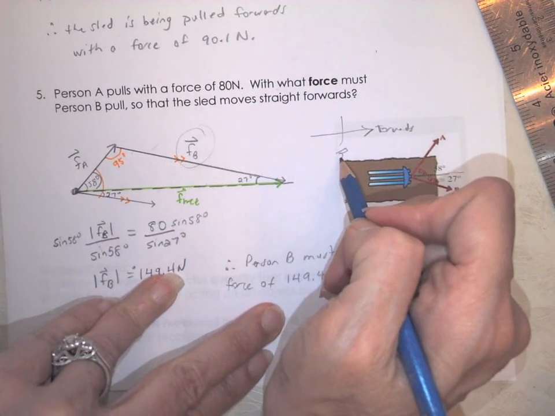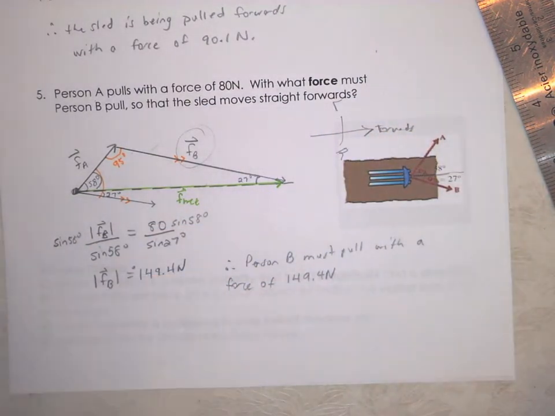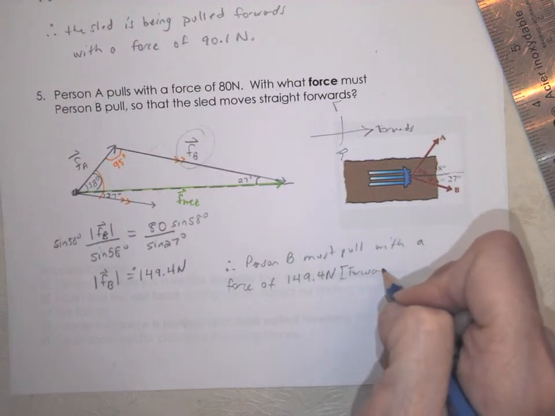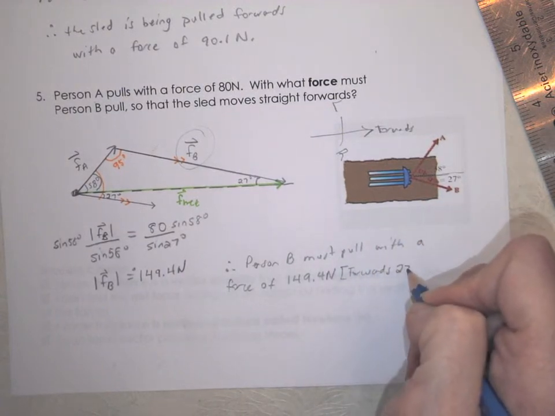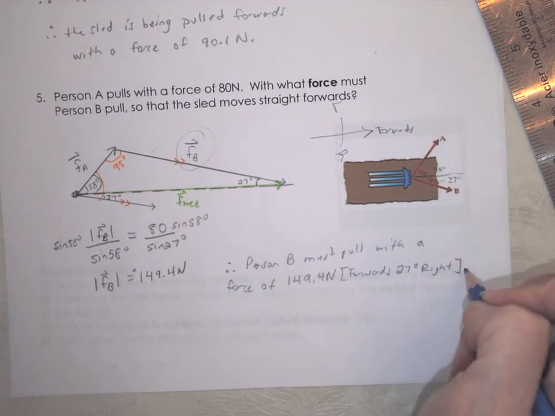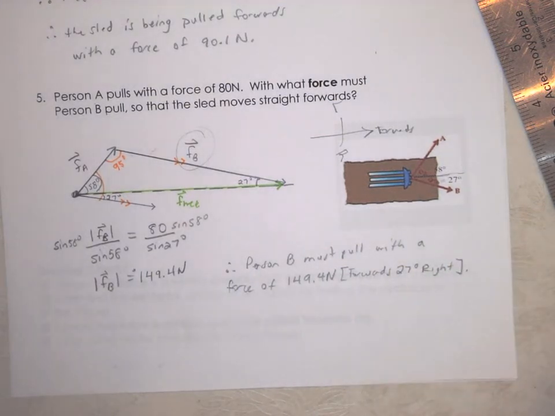This would be right, and this would be left. So forwards 27 degrees right. It's always better to be safe and always give, if you're talking about a force, give a magnitude and a direction, unless it specifically just asks you for the magnitude.